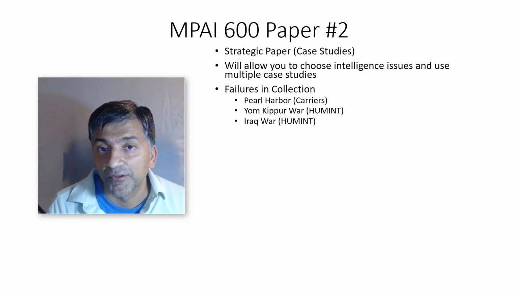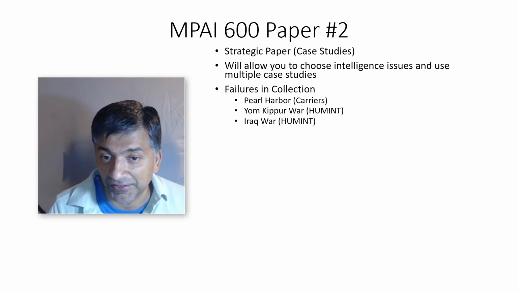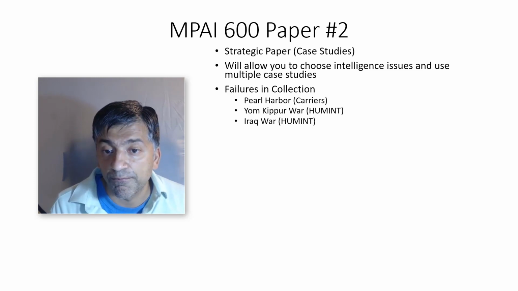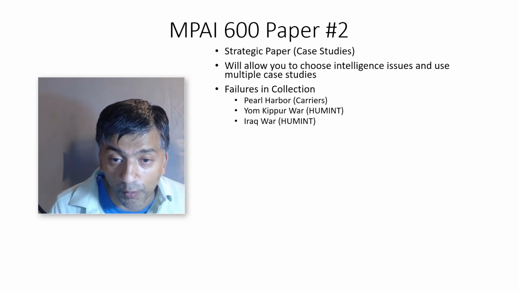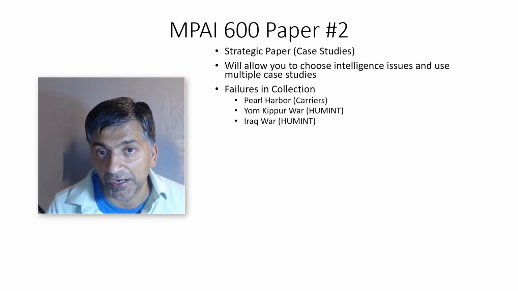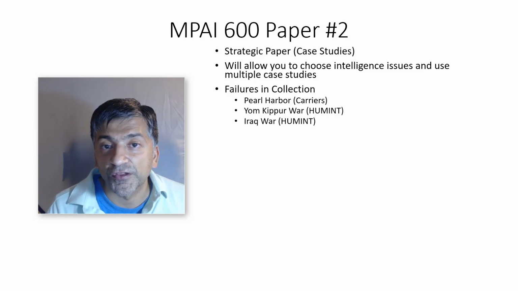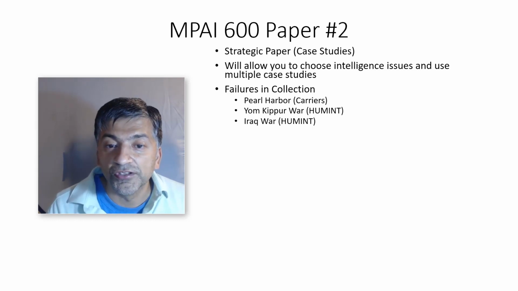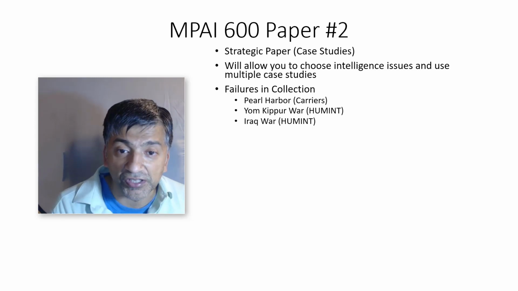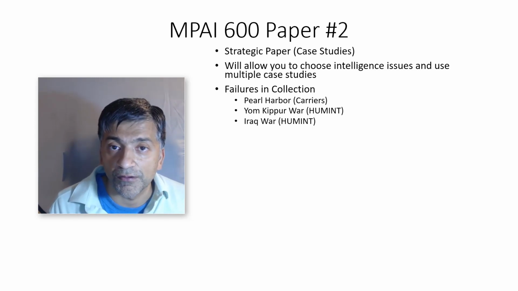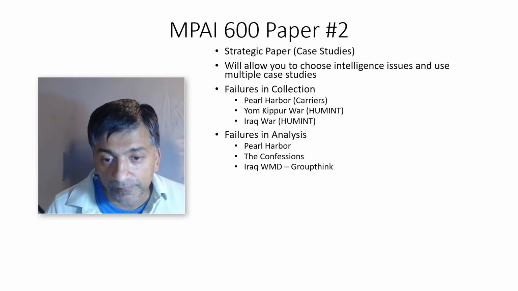In Pearl Harbor, the lack of collection on aircraft carriers. Again, these are just some examples. Yom Kippur War, over-reliance on the human part. In the Iraq War, the curveball case study that I just mentioned, these were all failures in collection. And whatever case study you're going to use, was collection the major issue that resulted in the failure?